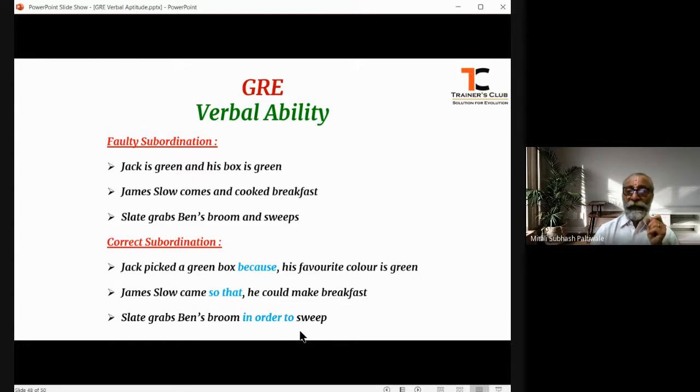Slate grabs Ben's broom and sweeps. For that: Slate grabs Ben's broom in order to sweep.